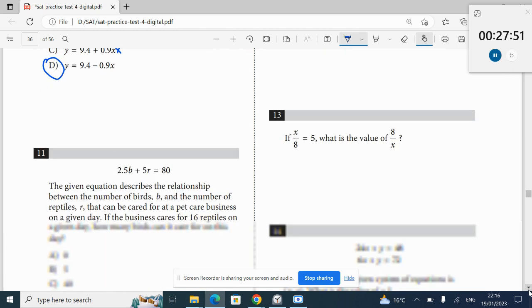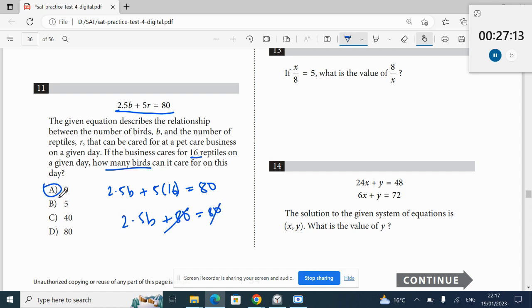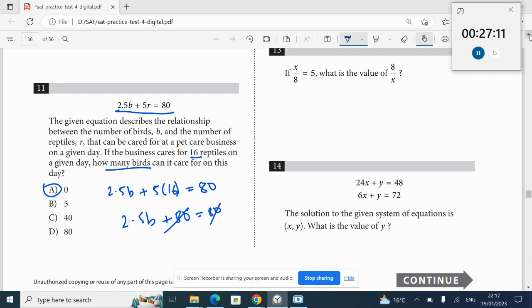Now question number 11. This is the equation given. The given equation describes the relationship between the number of birds B and the number of reptiles R that were cared for by a pet care business on a given day. If the business cared for 16 reptiles on a given day, how many birds can it take care of on this day? So 16 reptiles, which means it's going to be 0 because this is 80. 80 is equal to 80 is going to be 0, so B is going to be 0 as well. Now question number 12.